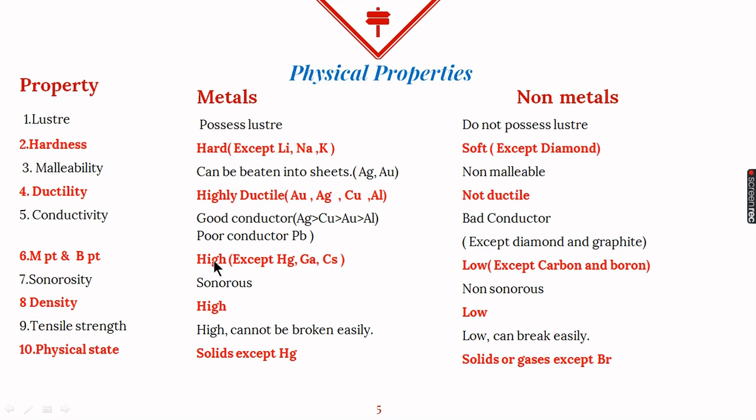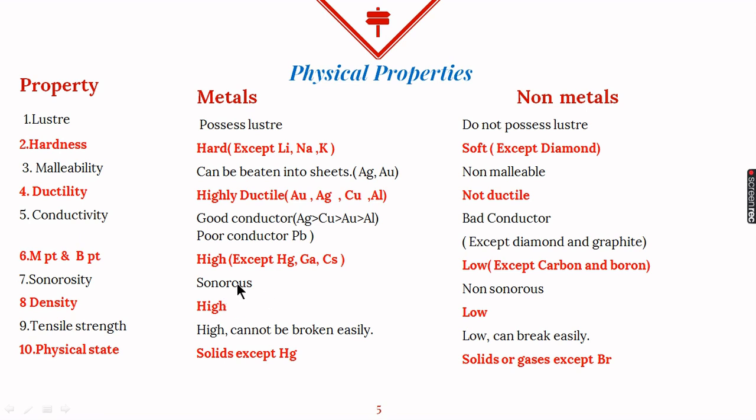Metals have high melting and boiling points. Mercury is a liquid, but gallium and cesium are solids, but their melting point is just below 30 degrees Celsius. So when we keep them on our palm, which has the temperature of 37 degrees Celsius, they change into liquid. Non-metals have low melting and boiling points except carbon and boron.